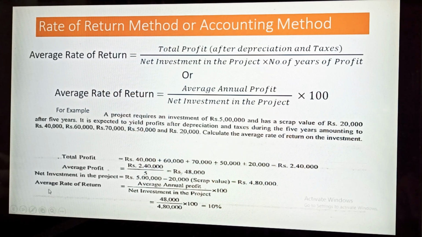Hereafter, you have to find out the average rate of return. Average annual profit we have calculated, net investment in the project we have calculated. Then you have to multiply by 100. See, 48,000 we have calculated, 4,80,000 we have calculated, multiply by 100, it will come 10. This 10 is your rate of return. So this is the case of average rate of return.